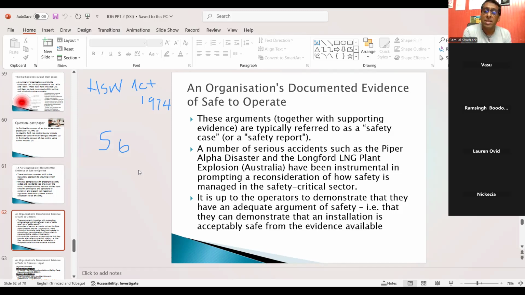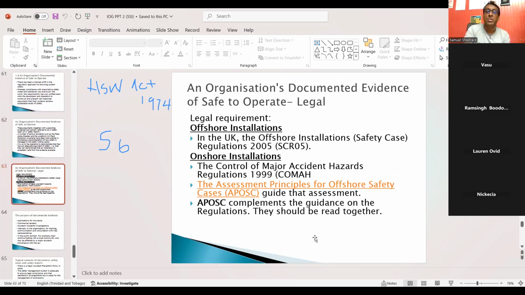A number of serious accidents, such as the Piper Alpha disaster and the Longford LNG plant explosion in Australia, have been instrumental in prompting a reconsideration of how safety is managed in the safety critical sector. It is up to the operator to demonstrate that they have an adequate argument of safety, i.e., that they can demonstrate that an installation is acceptably safe from the evidence available. Let's read on a bit, right?